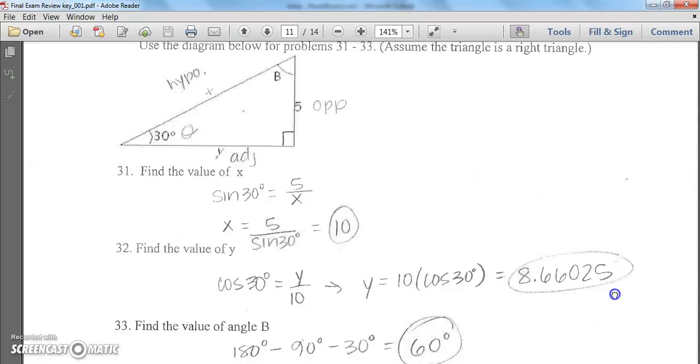Find the value of angle B. That's really easy because if I only knew the other two angles, well, one's a right angle, which makes it 90. The other one is 30, which is that one right there. Done deal.